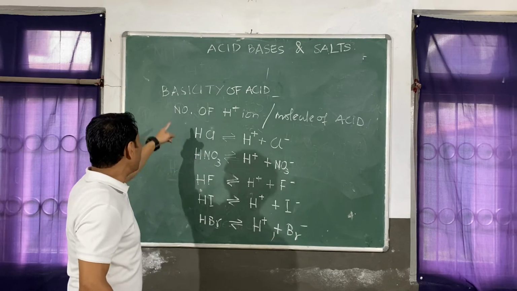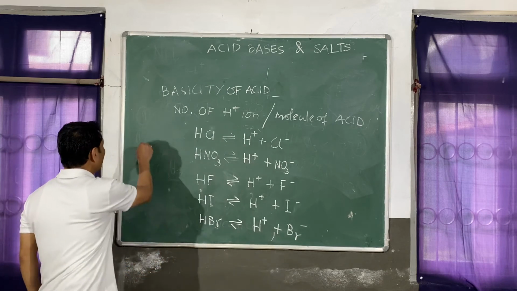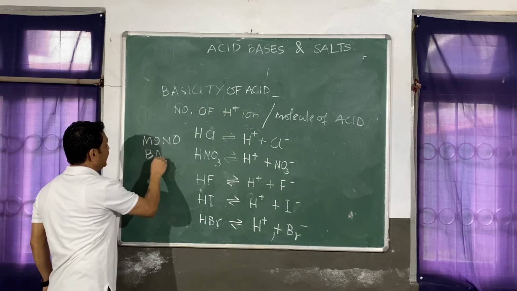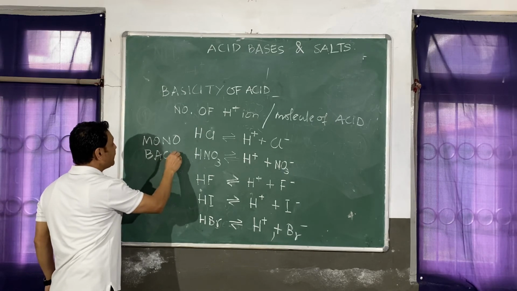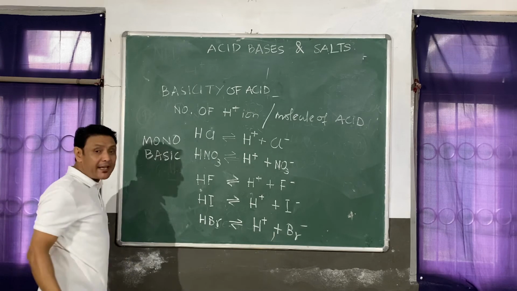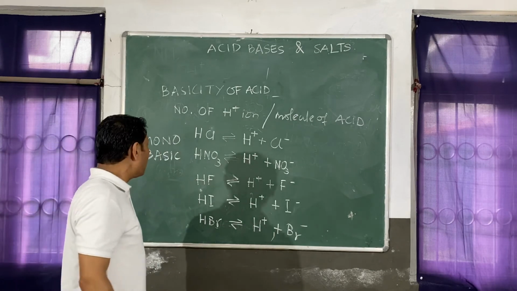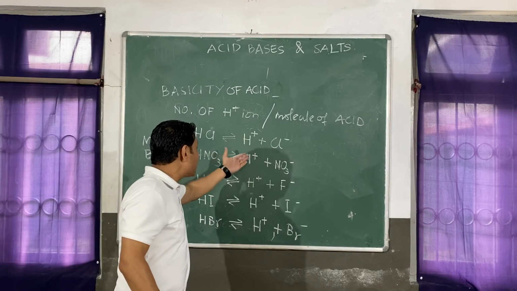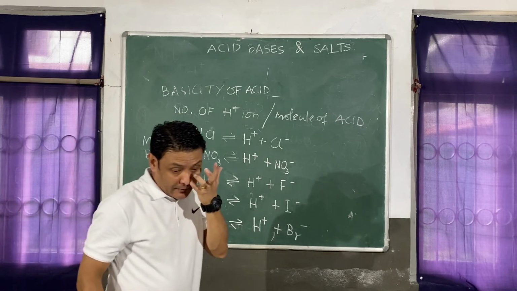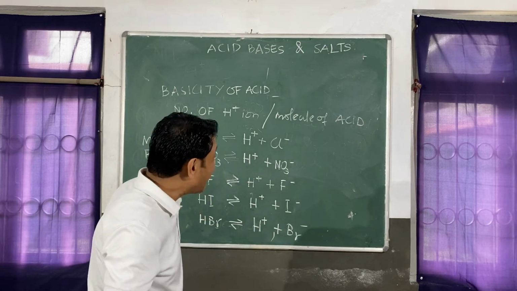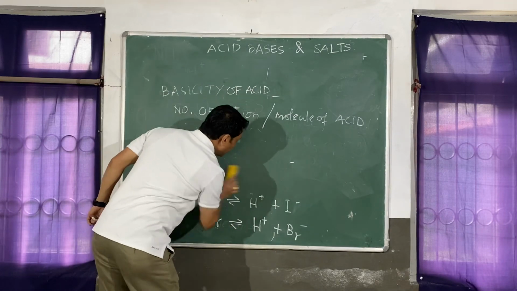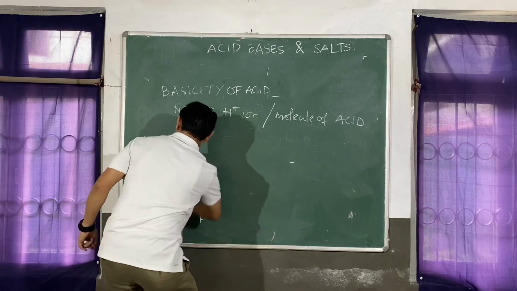So therefore, they are known as monobasic acids. Mono means 1. Hence, we call it a monobasic acid because it produces 1 hydrogen ion per molecule of the acid. Now, we talk about dibasic acid. Now, what is a dibasic acid?